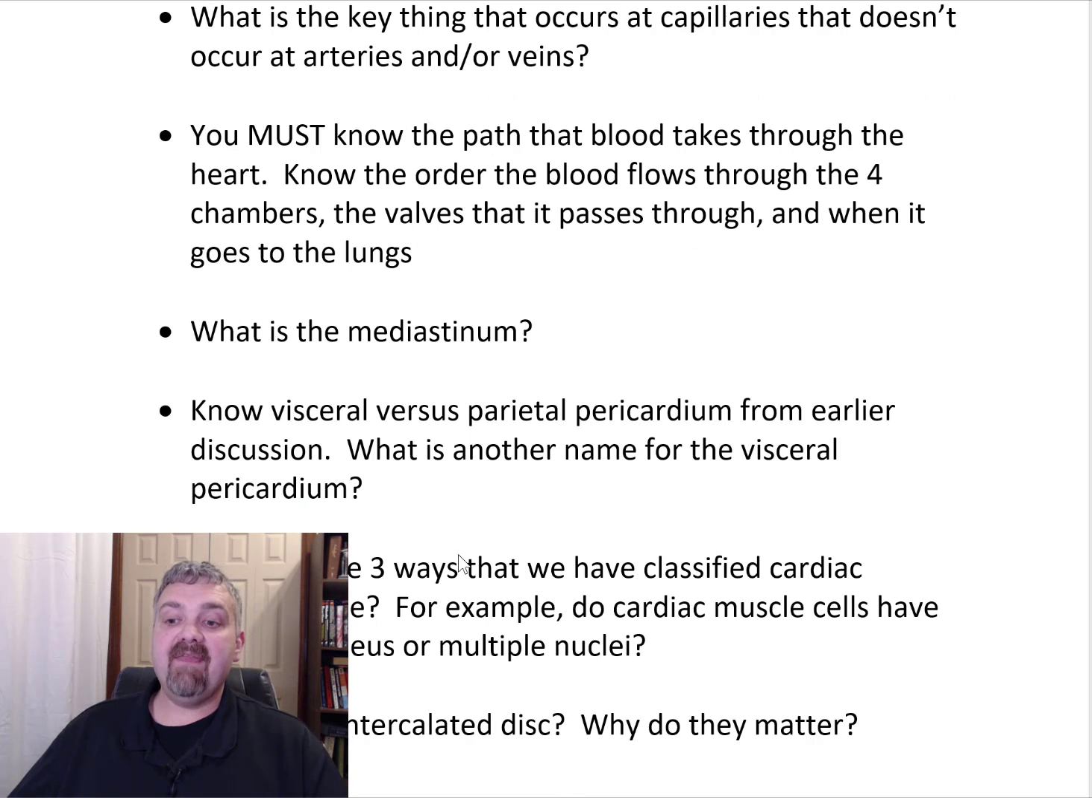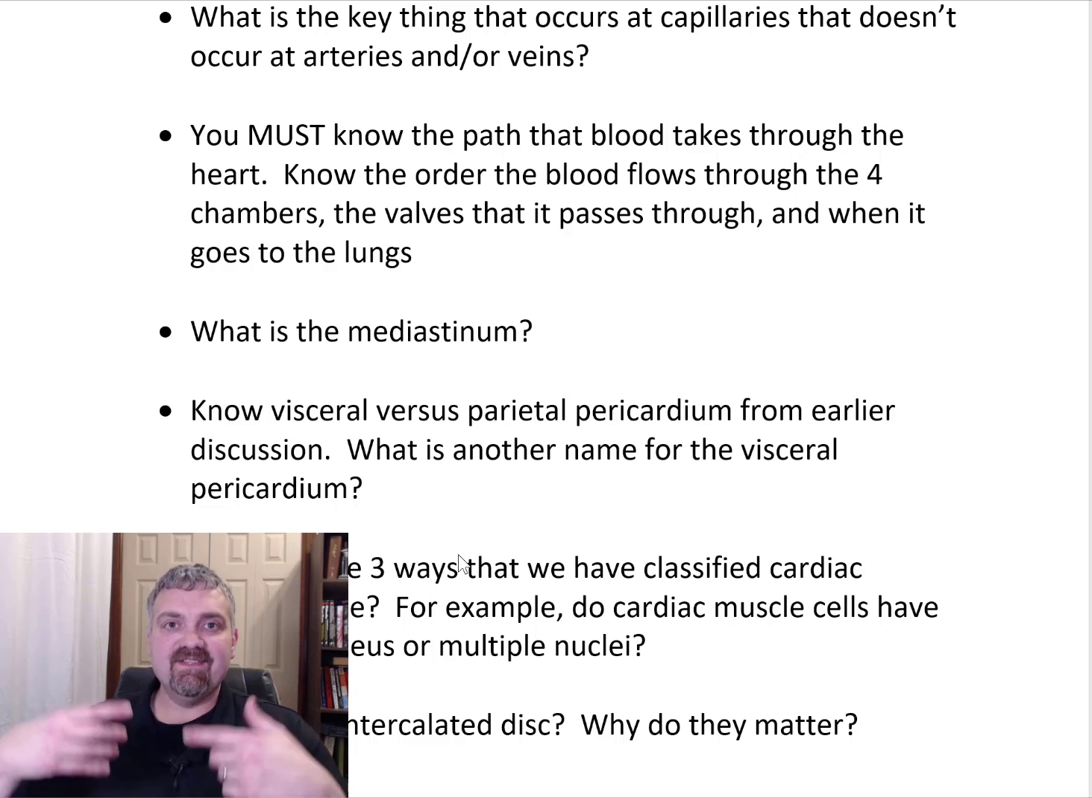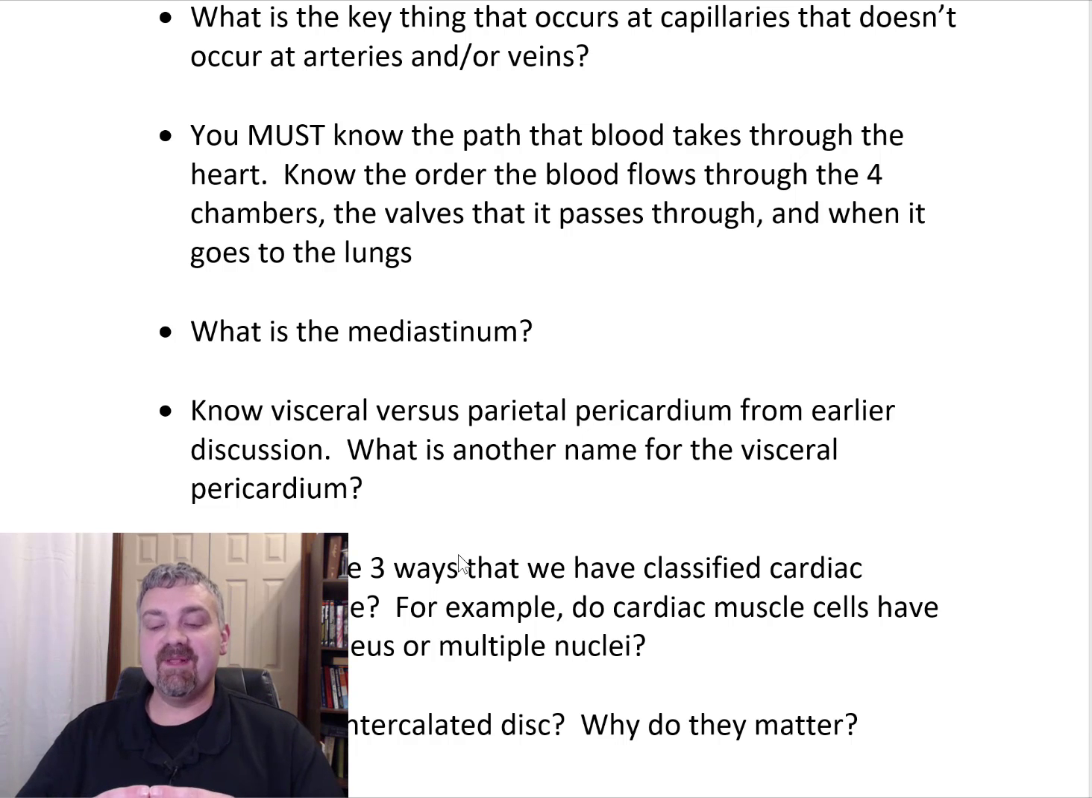Next, you must know the path that blood takes through the heart. Know the order that blood flows through the four chambers, the valves that it passes through, and when it goes to the lungs. I always like to start at the beginning, which, it's a circulatory system, so I don't really know where the beginning is. But I like to start at the superior vena cava and the inferior vena cava. These are your two large receiving vessels, the two largest veins in your body. The superior vena cava drains all the blood from above your heart into the heart. The inferior vena cava drains all the blood from below your heart into the heart.